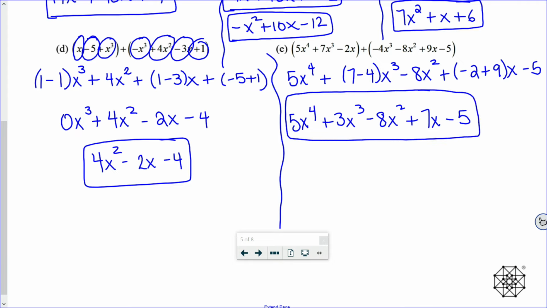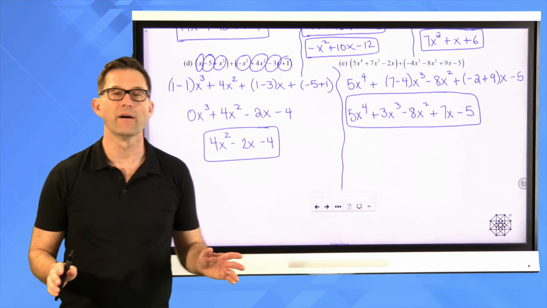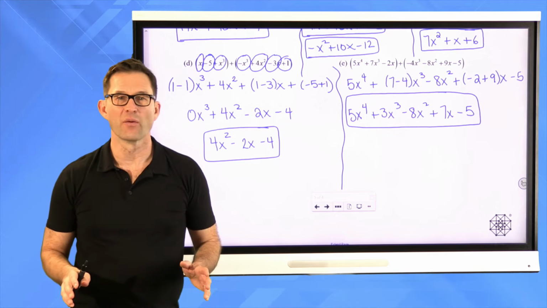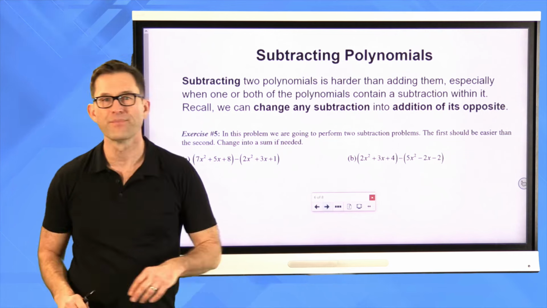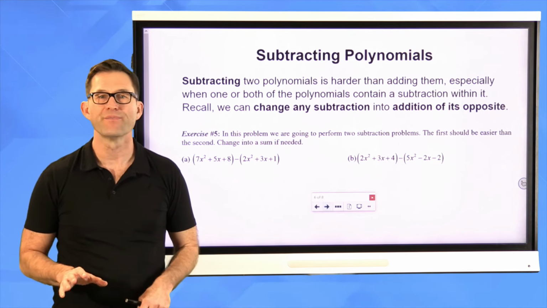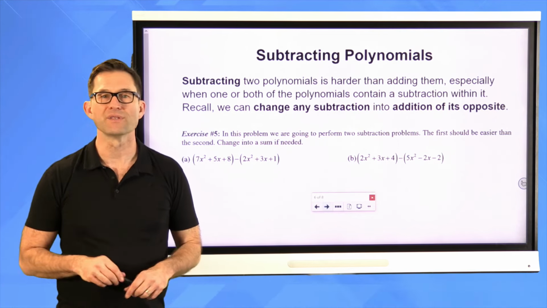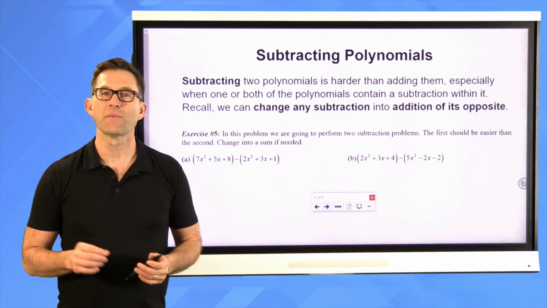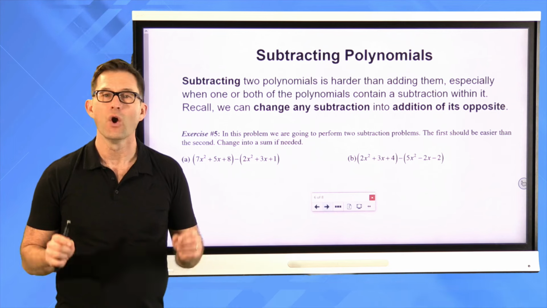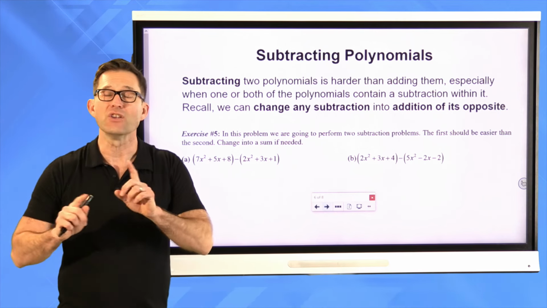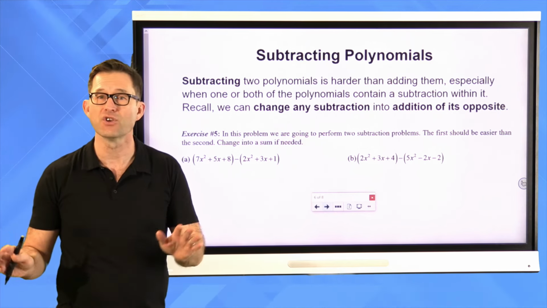And that's it, right? Simple enough. Now comes the hard part of the lesson, subtraction. So let's talk a little bit about that. Subtracting polynomials. Subtracting two polynomials is harder than adding them, especially when one or both of the polynomials contain a subtraction within it. Recall, we can change any subtraction into addition of its opposite.